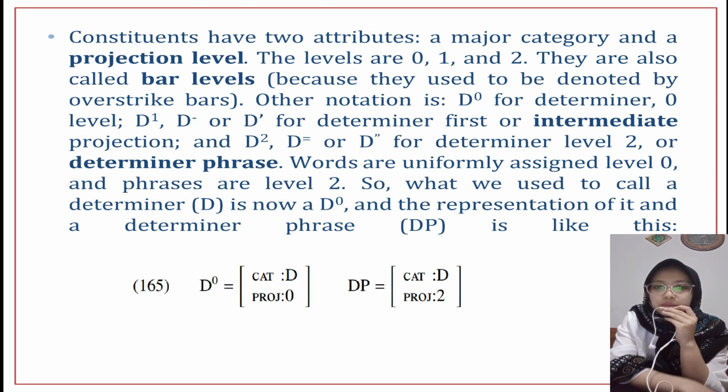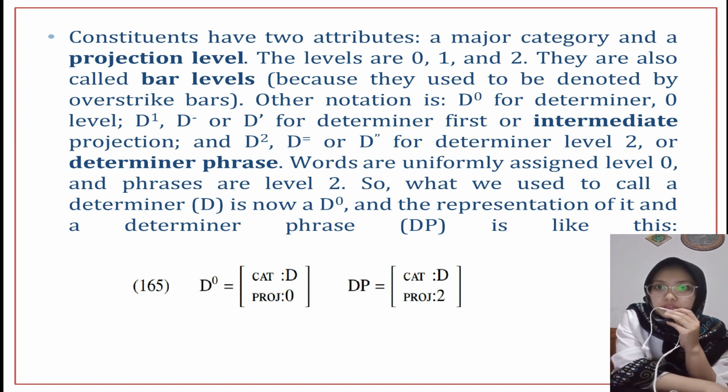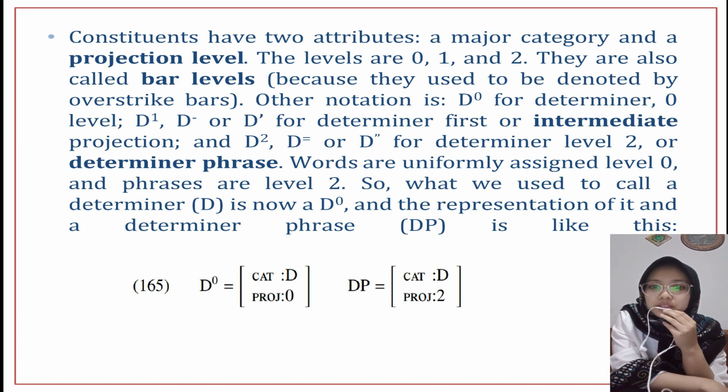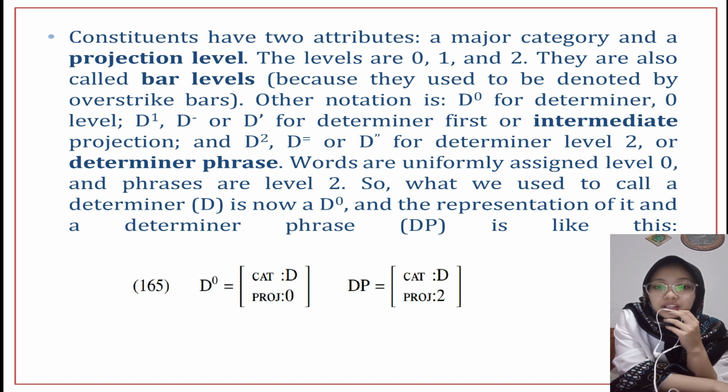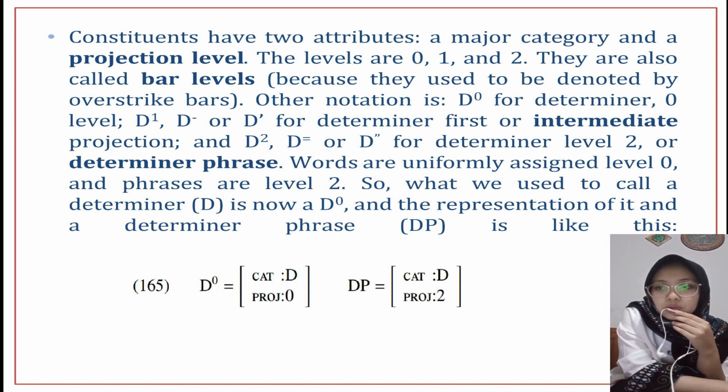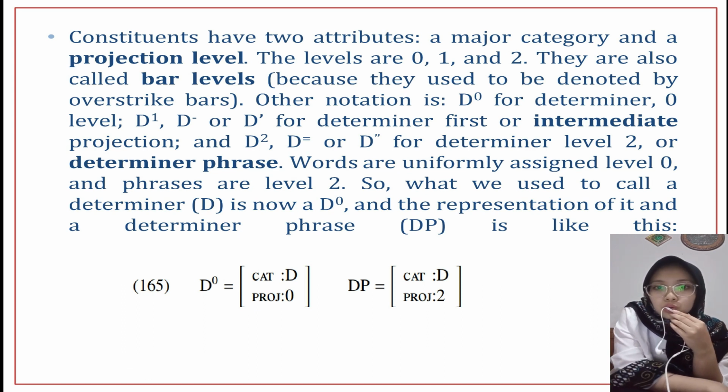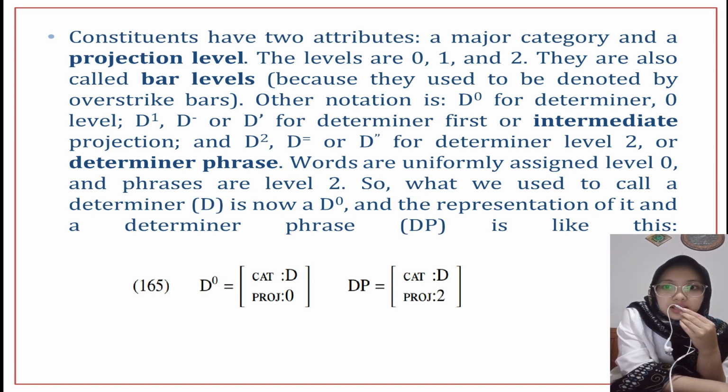The next discussion is regarding schema structures. Linguists have therefore proposed the following schema. Constituents have two attributes. The first is major category and the second is projection level. The major category refers to the attribute values such as noun, verb, adverb, adjective, determiner, and tense. The projection level is divided into levels 0, 1, and 2. They are also called bar levels because they used to be denoted by overstrike bars.